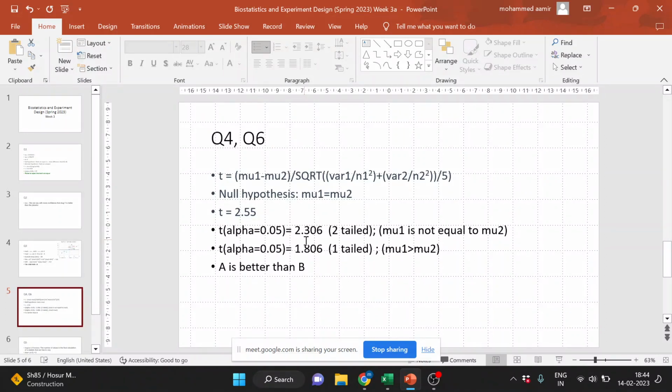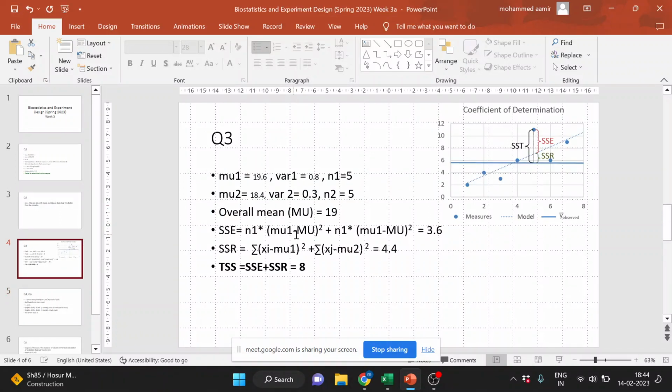It's greater than what it is here. So we know that they are unequal. Mu1 and mu2 are unequal. But you don't know which one is greater or lesser than the other. Now you know that mean of 1 is greater than mean of 2. Mean of 1 is 19.6, mean of 2 is 18.4.